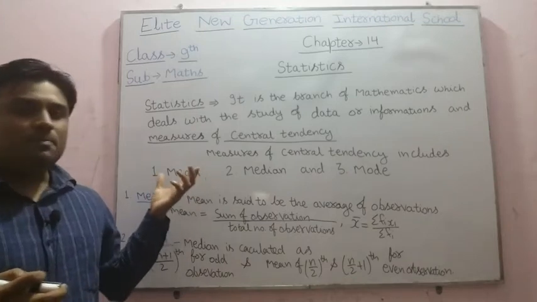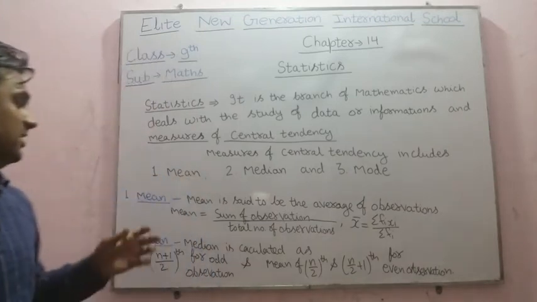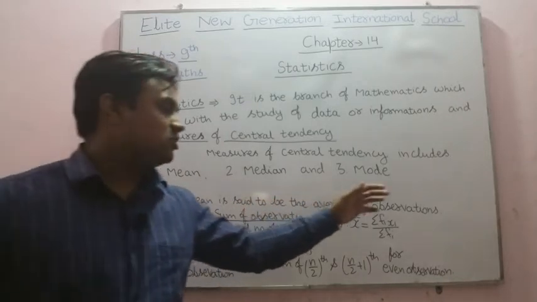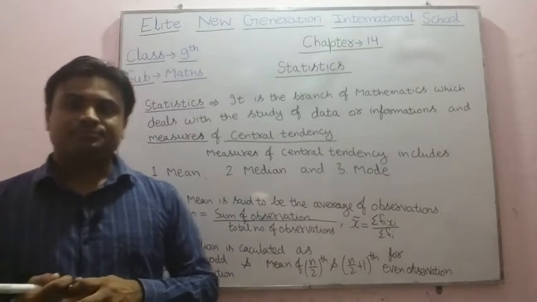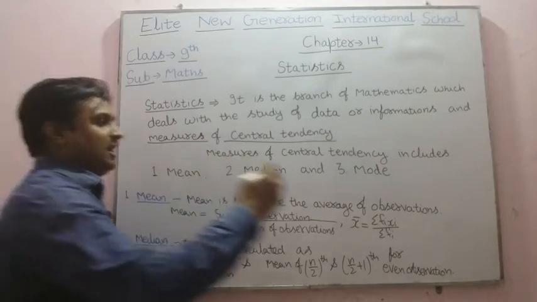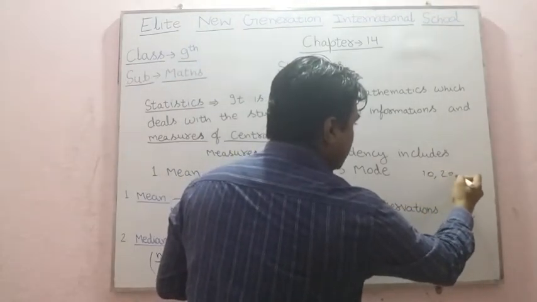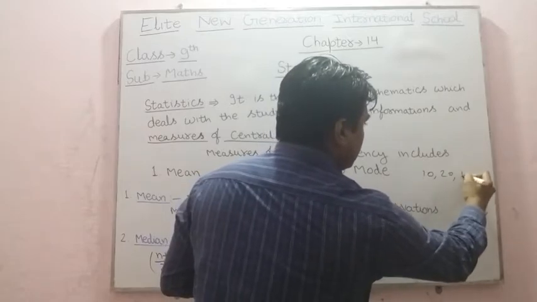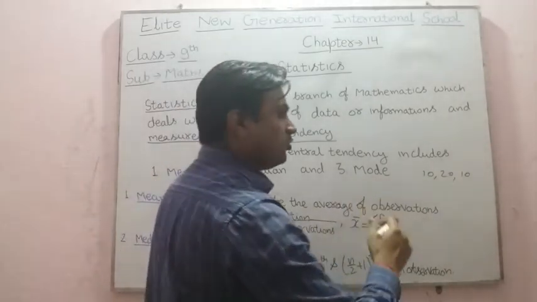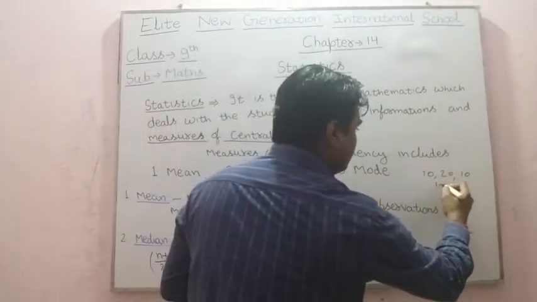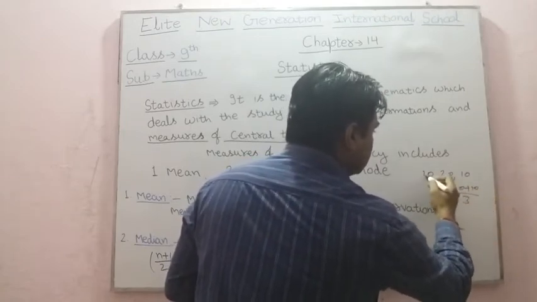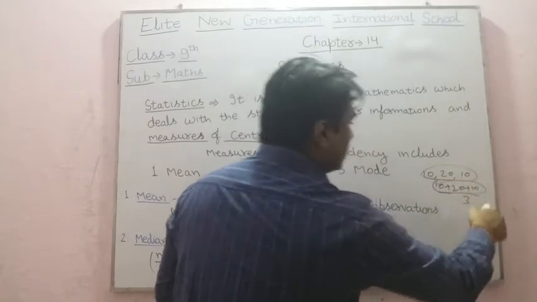Starting with mean. What is mean? Mean is the average of observations. For example, suppose one student got 10 marks in maths, 20 marks in English and 10 marks in Hindi. In these three different subjects he got these marks. If we want to find its mean, we add them: 20 plus 10 plus 10, upon 3.